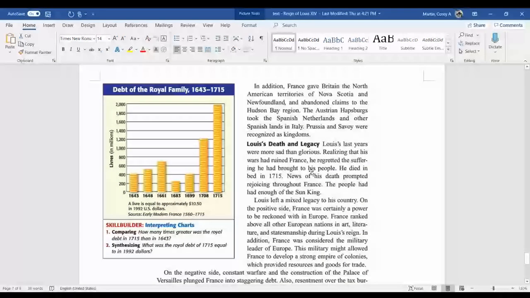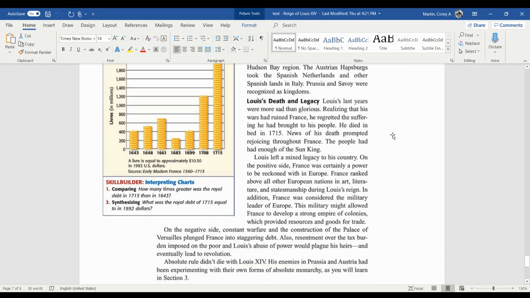In addition, France gave Britain the North American territories of Nova Scotia and Newfoundland, and abandoned claims to the Hudson Bay region. The Austrian Habsburgs took the Spanish Netherlands and other Spanish lands in Italy. Prussia and Savoy were recognized as kingdoms.